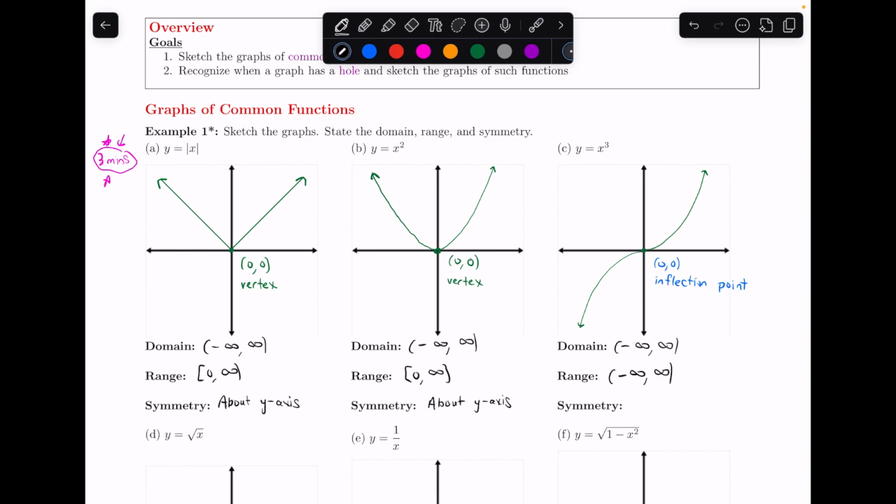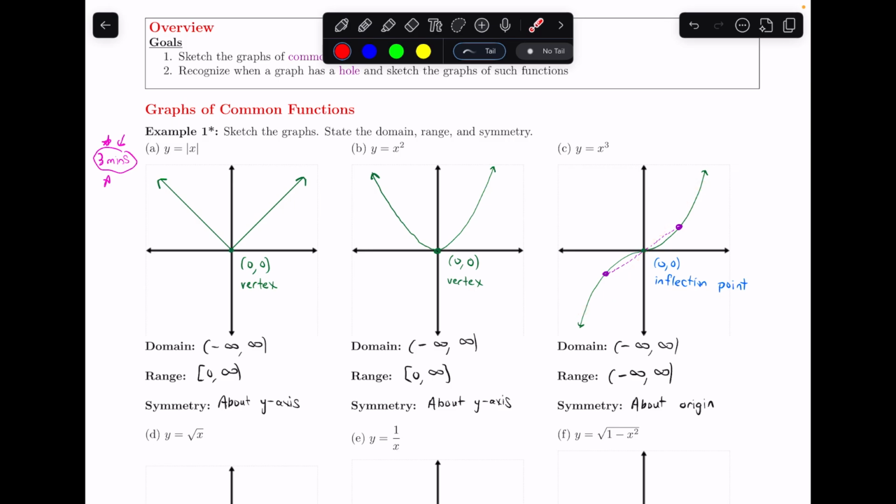And then this is symmetric about the origin. It's the mirror image of itself across the origin. And what that means is if I take any point on the graph and I draw the mirror image of it across the origin, that's also going to be a point on the graph. So that's true no matter what point I take. If I draw the mirror image of it across the origin, that's another point on the graph.